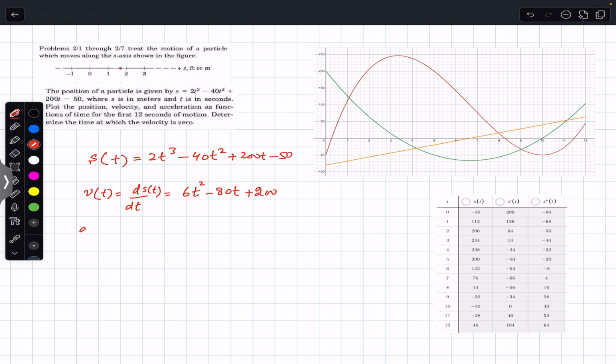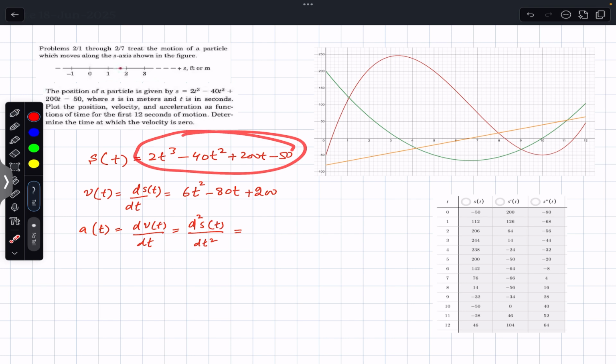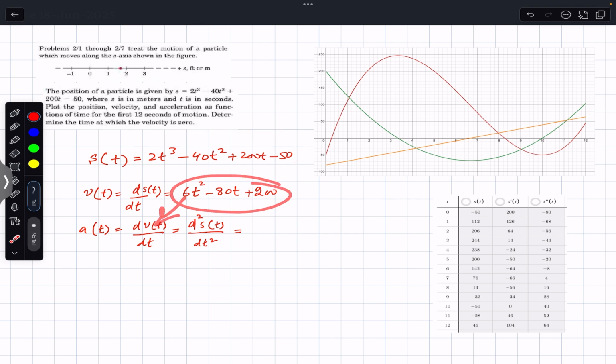And similarly, if you want to write the acceleration, the acceleration as a function of time will be equal to the double derivative of s of t function, or we can say dv of t divided by dt, or d square s of t divided by dt square. So if we take the derivative of this velocity, we will be able to find the acceleration as a function of time. So now if I take the derivative of this, we will have 12t minus 80.